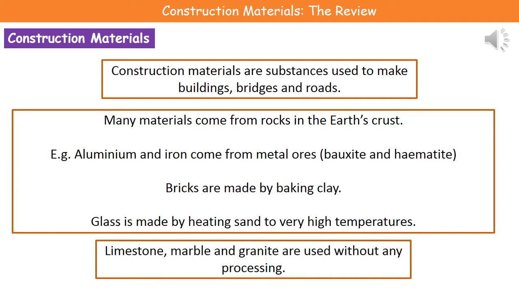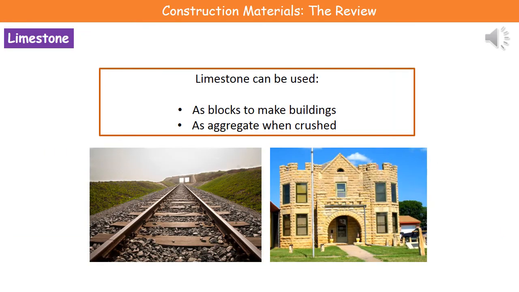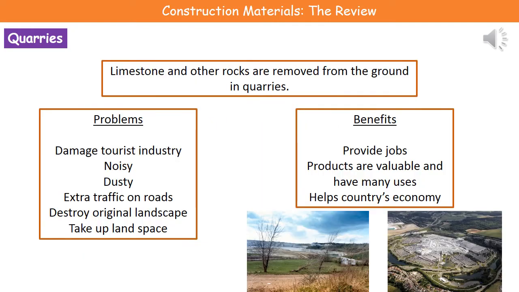We can also use some without any processing at all. Things like limestone, marble and granite don't need any kind of processing techniques. We can just use them as they come out of the ground. If we think about limestone, then we can actually use it as blocks to make buildings, as you can see in the picture on the bottom right, and we can also crush it and use it as this stuff called aggregate. Now, aggregate is the thing that we put under roads and railway lines in order to give that solid base.